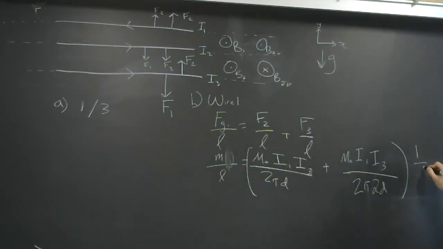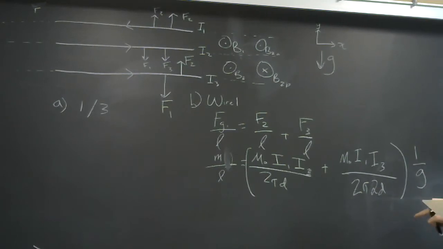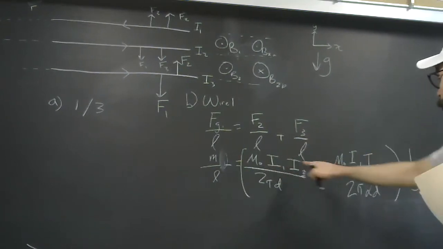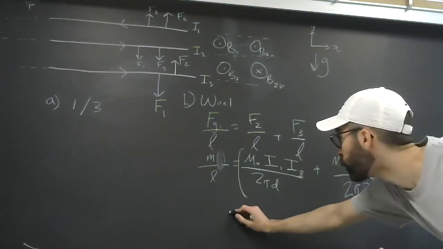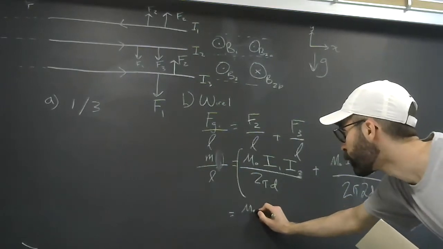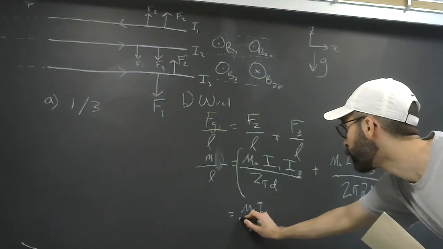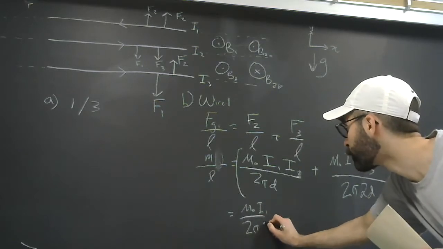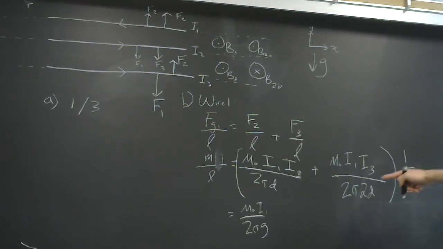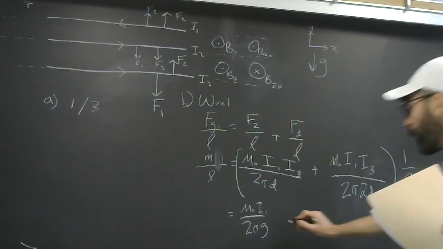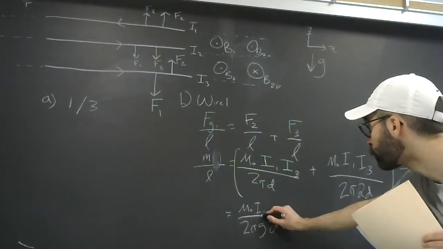So 1 over g. We now can find an expression for that mass per unit length. So here, what I recommend you do if this were the exam is you're going to want to factor out mu naught and I1 because those are constant, and 2 pi. So I'll do it for this first one: mu naught I1 over 2 pi g, right? Because that 1 over g is going to be multiplied on both of them there. And d actually can come out too.